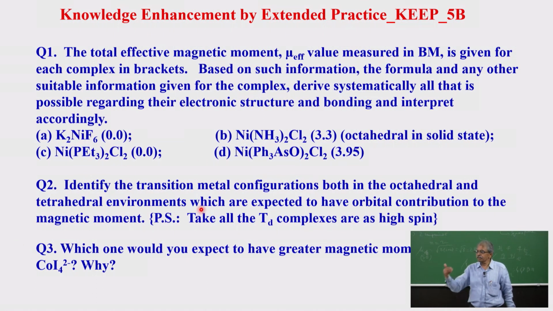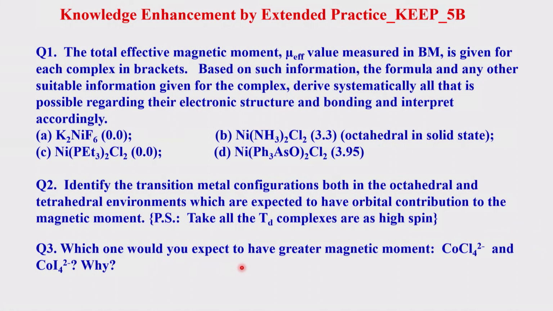Identify the transition metal configurations, both in octahedral and tetrahedral environments, which are expected to have an orbital contribution. I have explained that also in the previous lecture. Those which have asymmetrically filled T2 or T2g orbitals will only exhibit it, otherwise will not. That is expected. Of course, the measured value could be different.